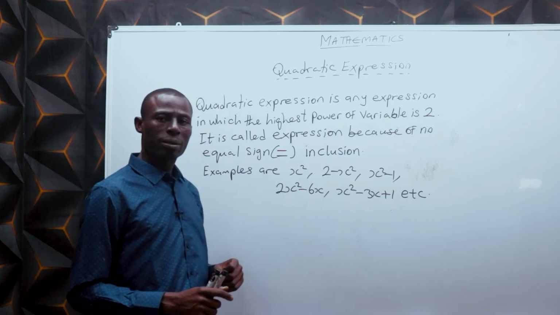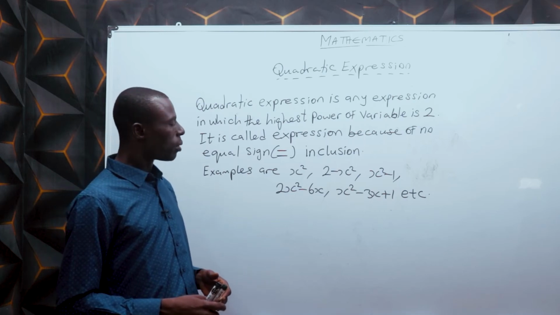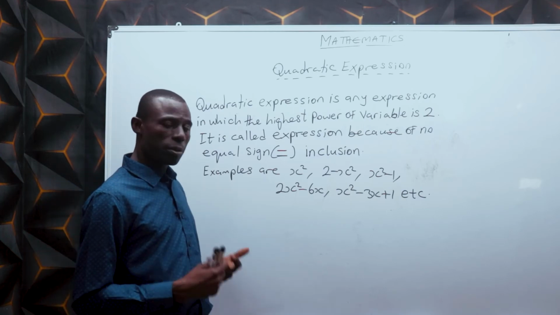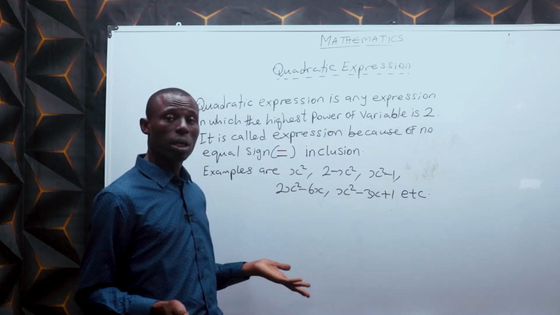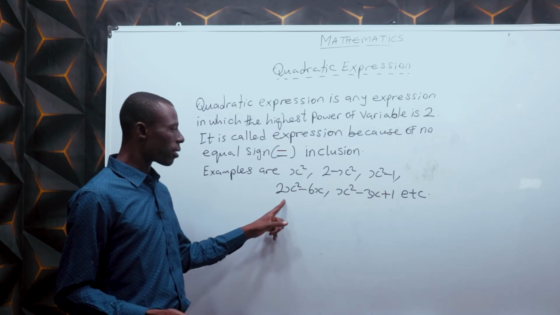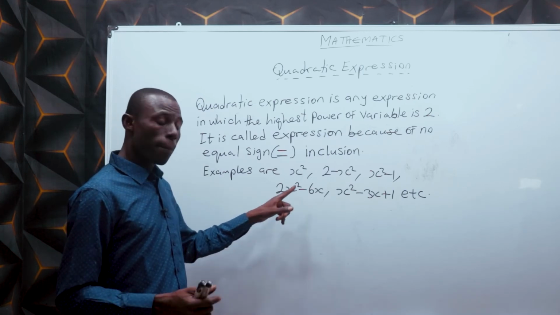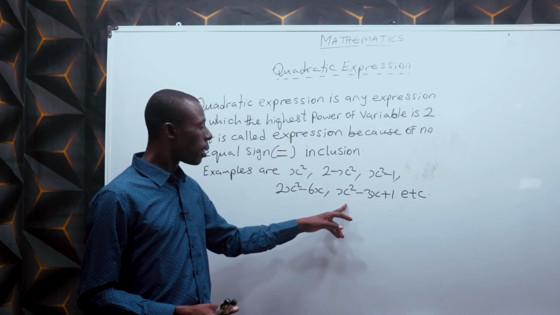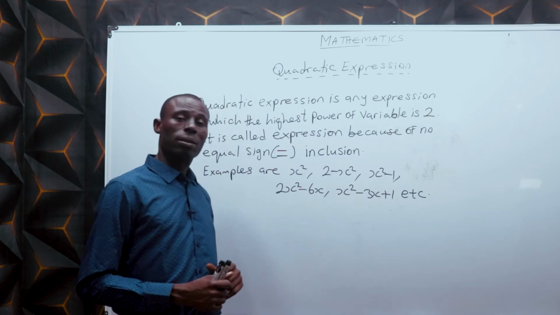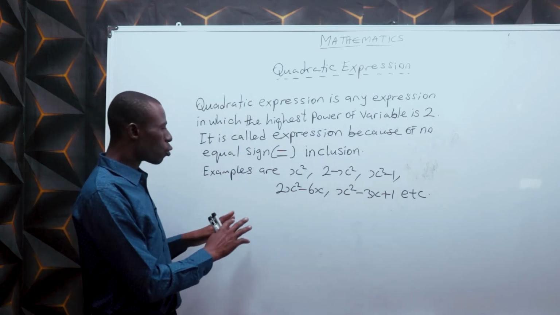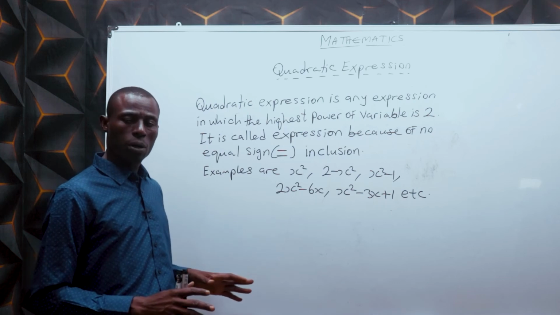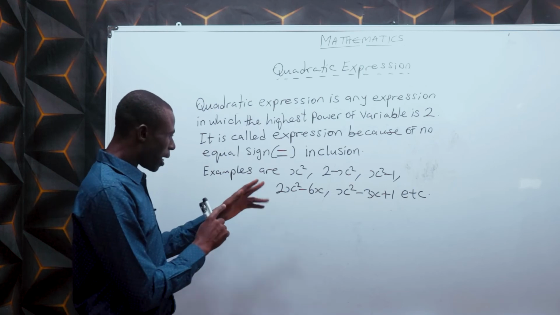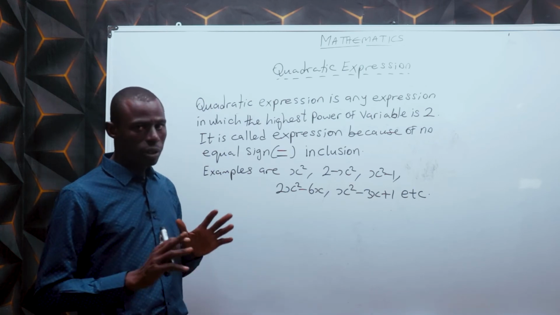X squared minus 1 is another example. It is quadratic because of the power 2 on the x. It is expression for the fact that it does not contain equal sign. The same thing applies to 2x squared minus 6x. The same thing applies to x squared minus 3x plus 1, etc. So these are good examples and many more of quadratic expression. They are quadratic, at the same time they are expression.